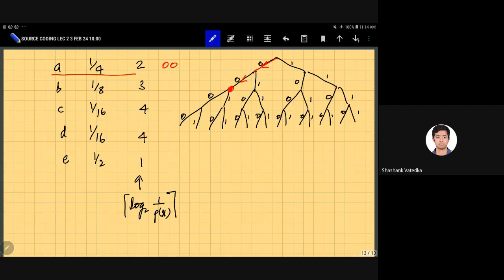Let's see what happens to B. So B requires a code word of length 3. So I keep going to the left. I go one step to the left. I can't go to the left once again because this is the code word corresponding to A and it has to be a prefix-free code. So I go one step to the right and then I go one step to the left. So I have a code word of length 3. This will be my code word for B. So B has code word 010.